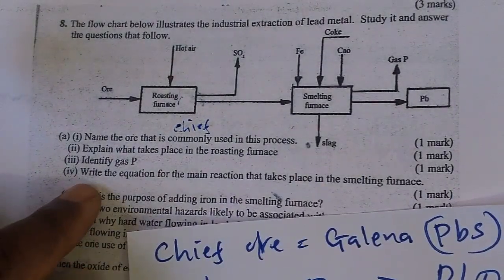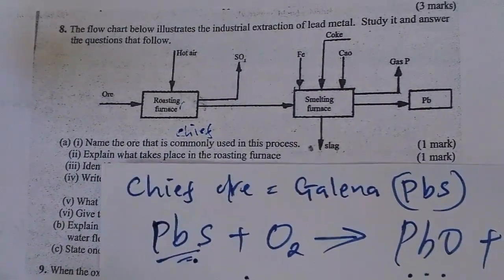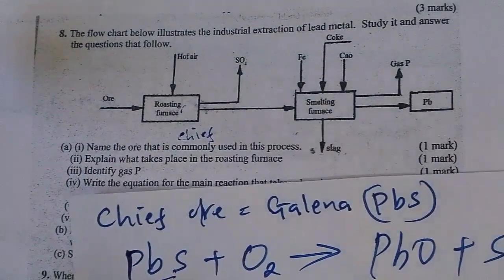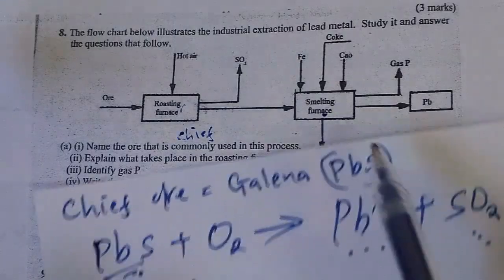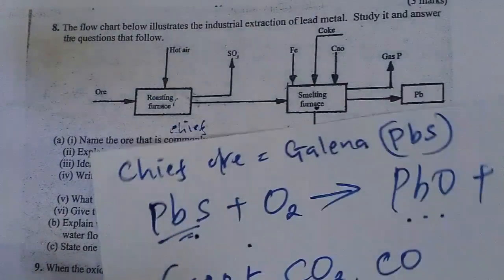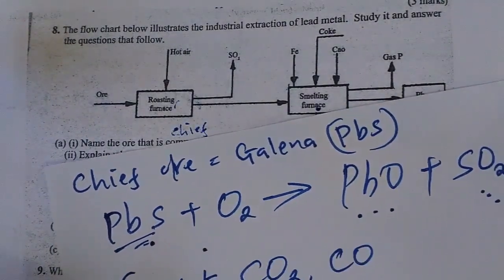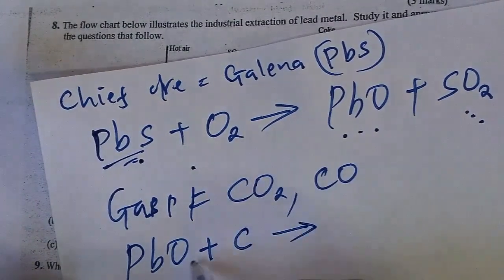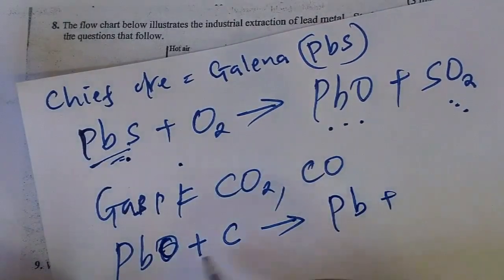Write the equation for the main reaction that takes place in the smelting furnace. Which is the main reaction that takes place here? The lead oxide that was obtained here is the one coming inside here. So here we have lead 2 oxide, which is combining with the reducing agent. The reducing agent depends. If you use carbon, then carbon will react with lead 2 oxide to reduce it into lead plus CO.